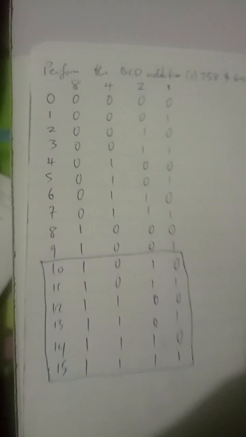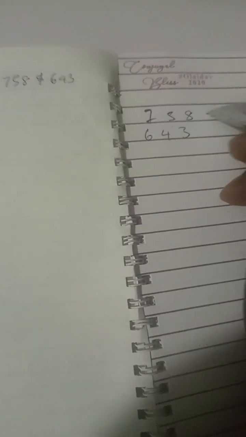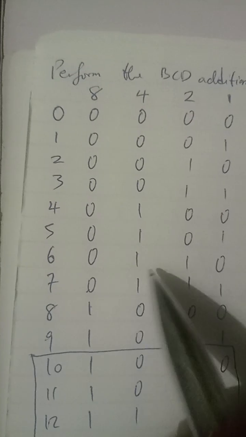Now they said 758 and 643. So what you do is write the value of each digit in binary notation. You split it into places so that you can add. What is 7 on this table? 7 is 0, 1, 1, 1. I need to manage this space because I'm using Jota.